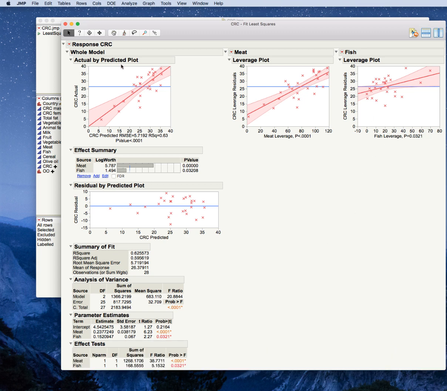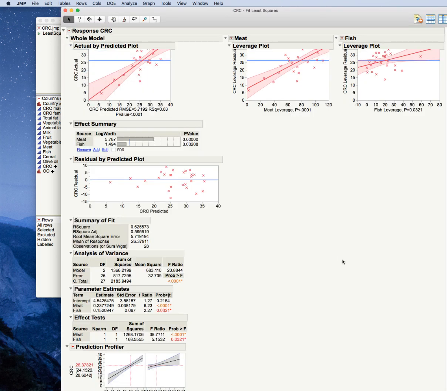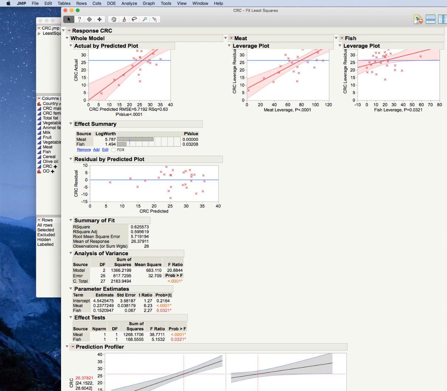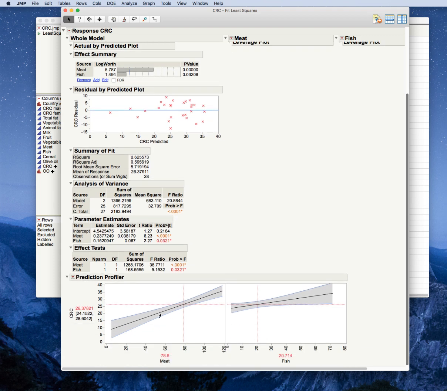If you would like to look at the way that this changes, you can go to factor profiling and look at the profiler. And this is a figure, again, that is useful only for JMP, but it can be helpful to you in terms of looking at how the relationships work. So in JMP, this prediction profiler allows you to move along the meat consumption line, and you can get a predicted colorectal cancer rate with a 95% confidence interval for each of these levels of meat. So let's say I wanted to look at a 60 per capita consumption of meat and then 40 of fish. You can then see here's my predicted colorectal cancer rate. If I hold meat there at 60, I can see what happens as I increase the fish consumption or lower the fish consumption.